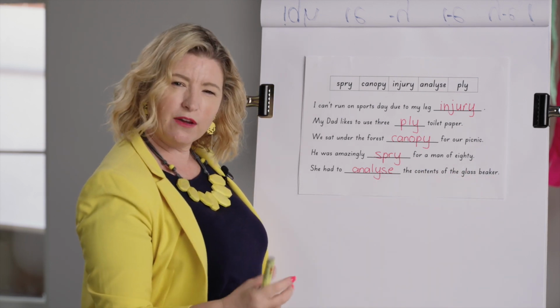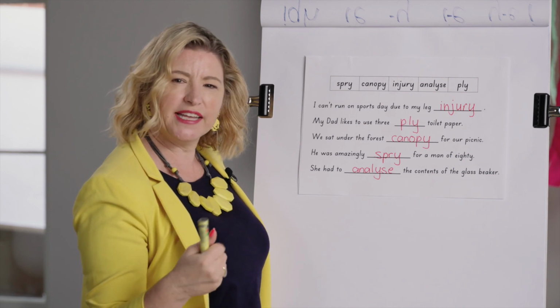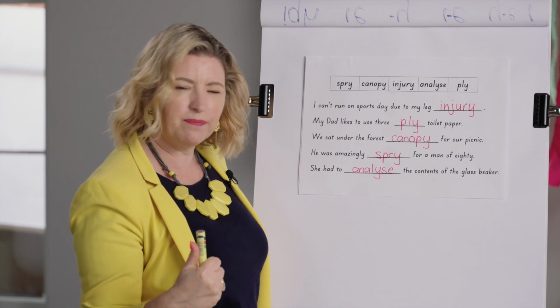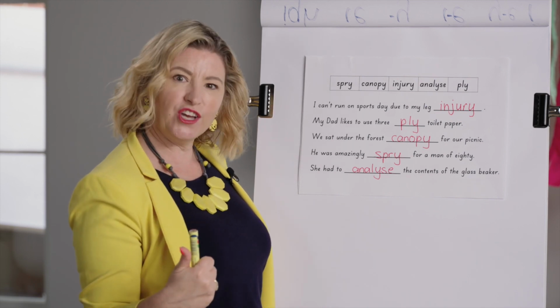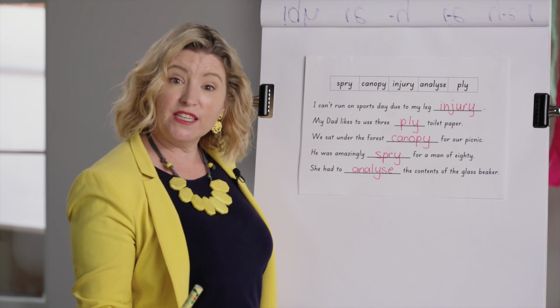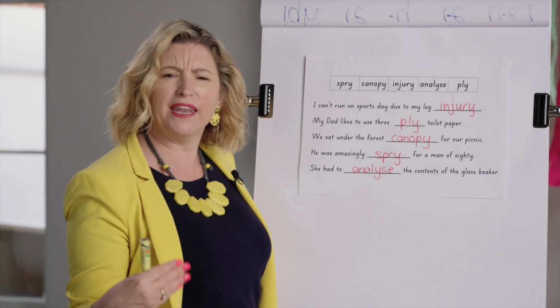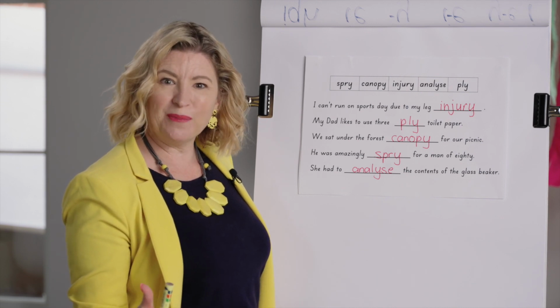She had to analyse the contents of the glass beaker. Remember that glass beaker in the picture? It's like a special little container that scientists use so that they can see inside and work out what's in it. Makes it easy for them to analyse what's in there. How did you go? If you got any wrong, that's okay. Just rewrite the sentence, have a read through, and it'll help you understand the meaning of that word for next time as well. Great job.